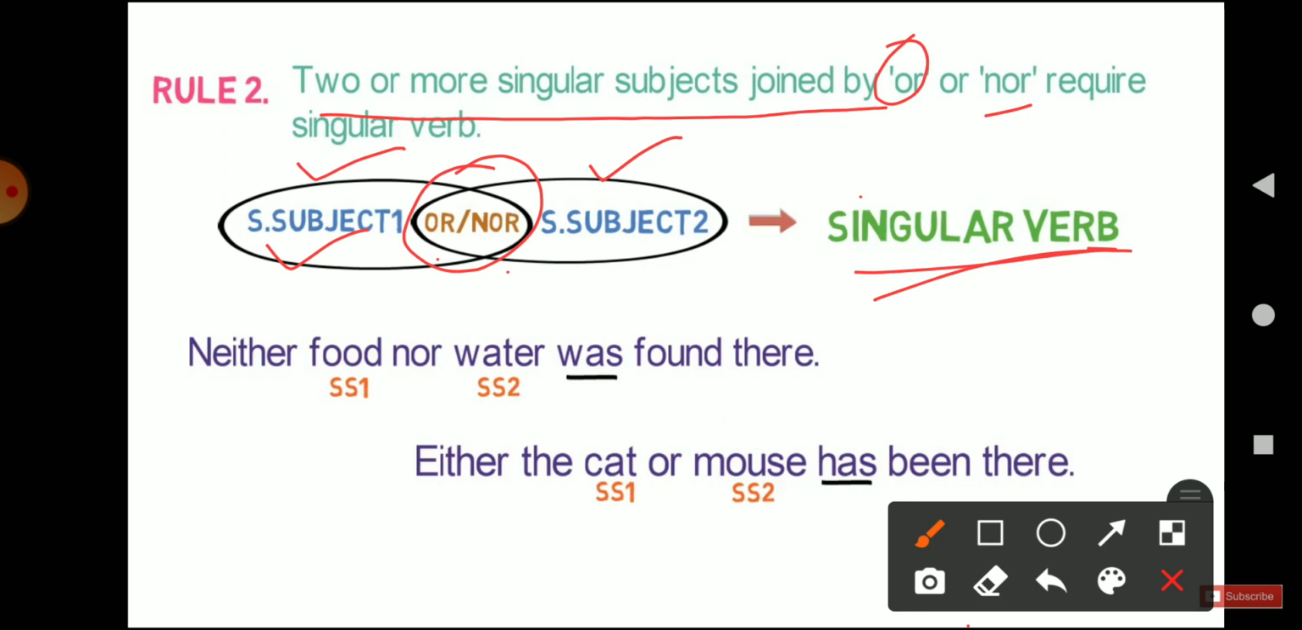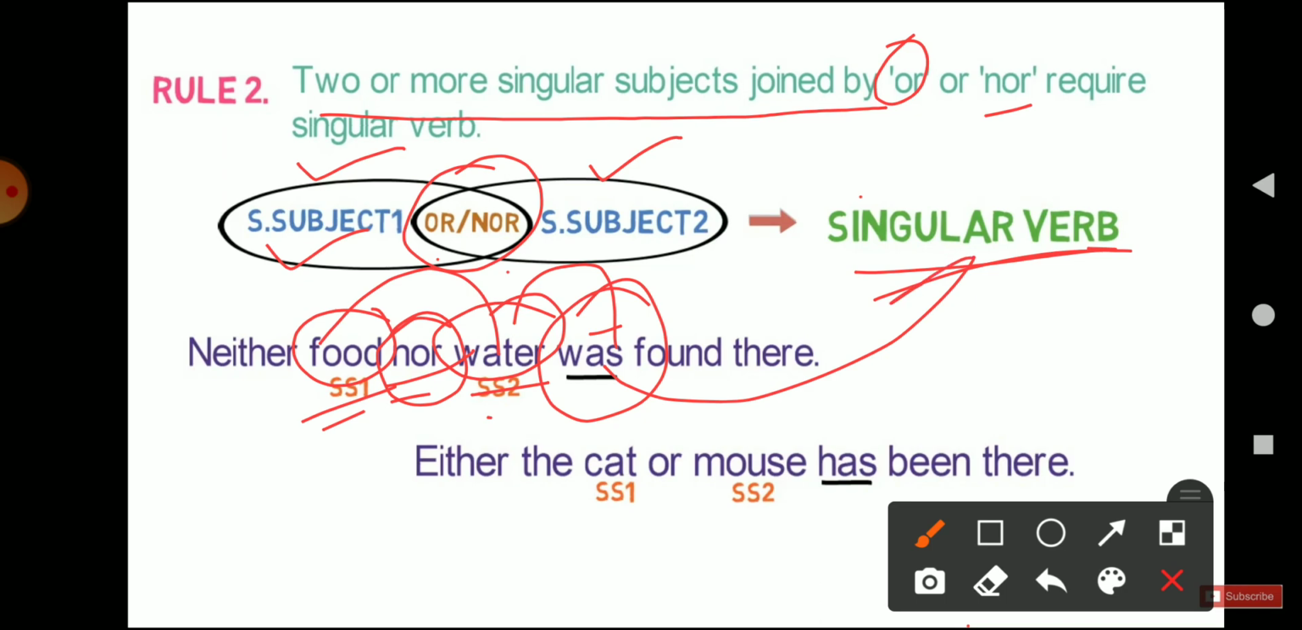Example number 1: "Neither food nor water was found there." So you can see that food is the first singular subject, and similarly water is the second singular subject, and both the subjects are joined with "nor". Correct? And because both the subjects are singular, we have used "was", that is a singular verb here.